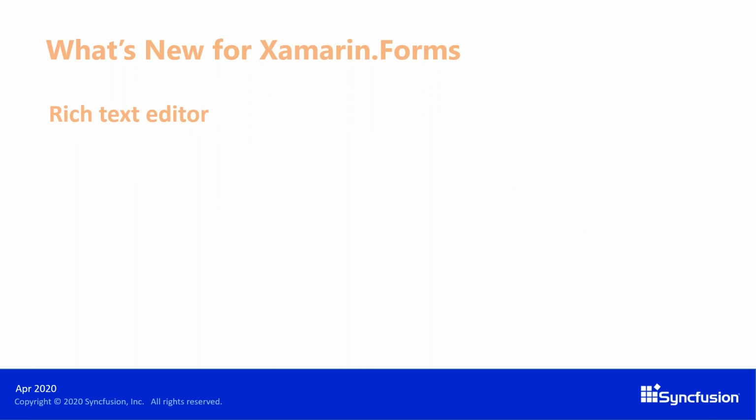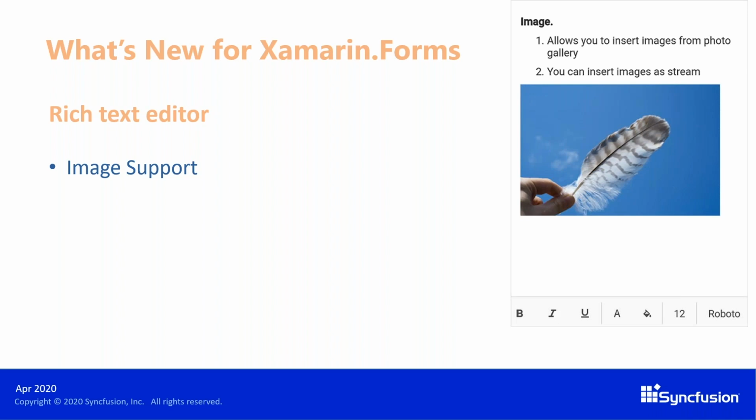The next control I'd like to talk about is the rich text editor. In rich text editor, we have provided support for adding images as an embedded resource. So if you want to add an image to the rich text editor while loading, you can provide an image as an embedded resource in your project, and you can add it like this. So you can add an image like this into your rich text editor as an embedded resource.